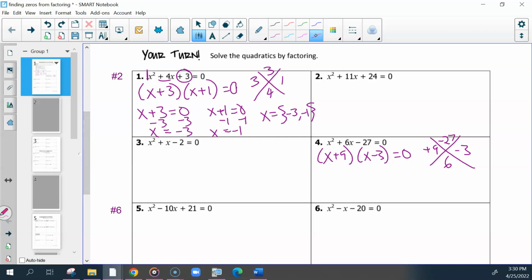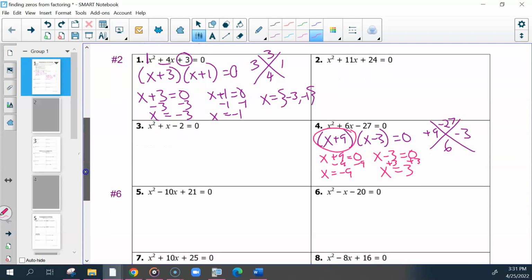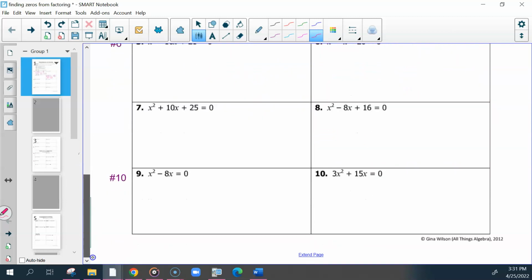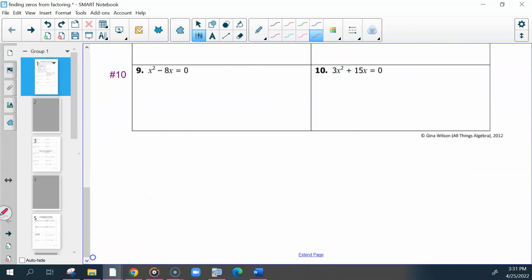But also, if you know that your answer for like this one is just going to be the opposite, you can go ahead and skip that step. Of course, if you're not sure of how I just got those final answers, I subtracted 9 and added 3. So you can always show that work, but it's not necessary. Right, we're going to skip down to number 9 and then do number 10.